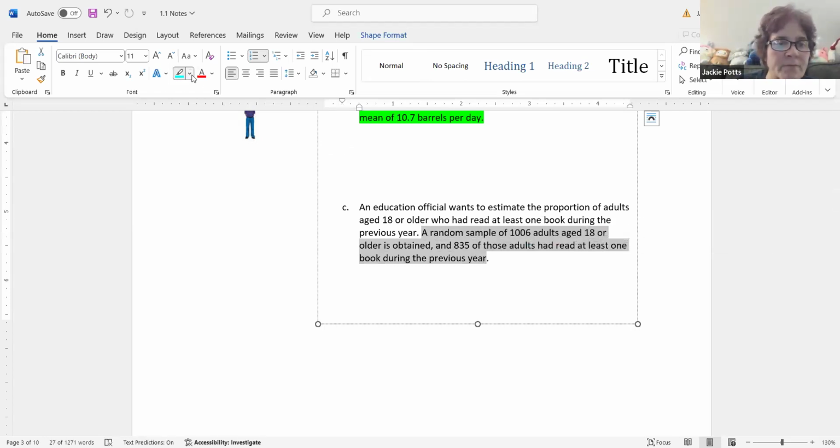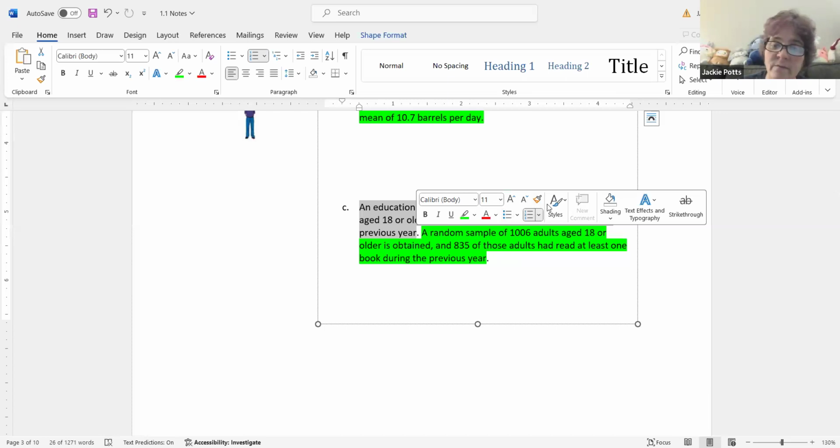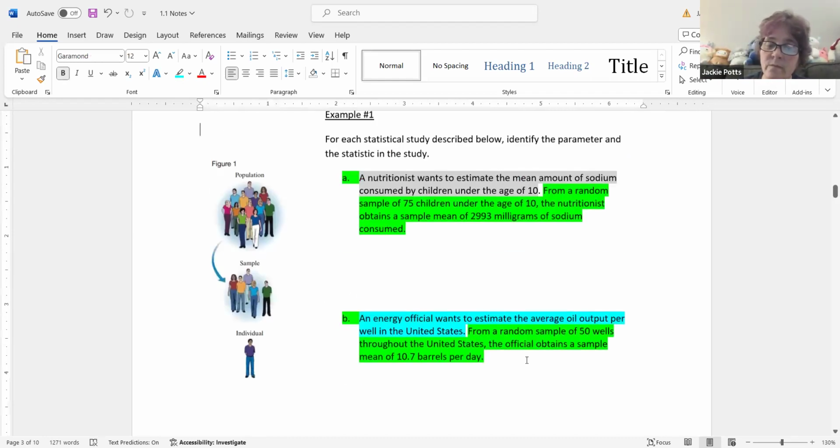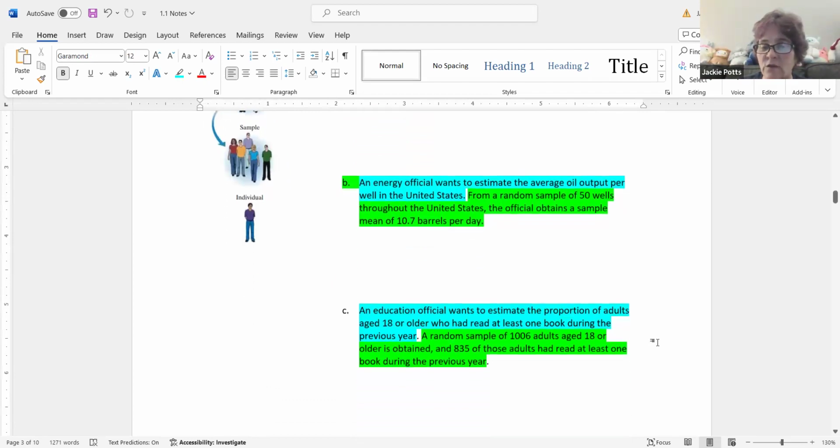Right there is your statistic. The statistic is that 835 out of 1,006 adults aged 18 or older had read at least one book. That is a statistic. So the second piece, we're looking at what is the proportion of all adults who've read at least one book. All right. Hopefully you didn't find that too difficult.